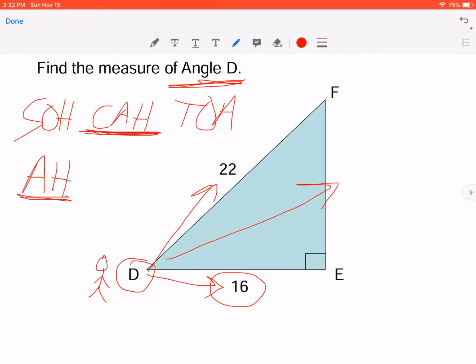But I'm finding an angle, so on my calculator, I'm going to hit second cosine, and again, it's A over H. It's not 22 over 16, it's 16 over 22. If you type it wrong, it's going to say error. All right, the hypotenuse is always on the bottom for sine and cosine. So second cosine, 16 divided by 22.